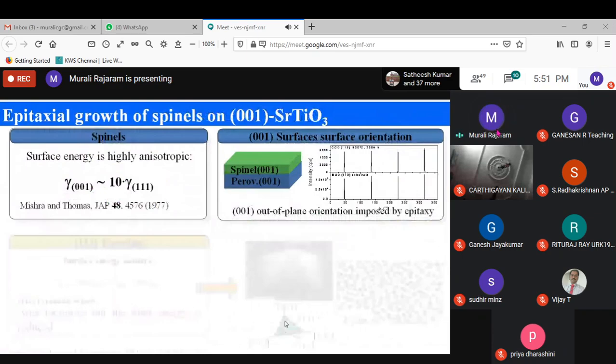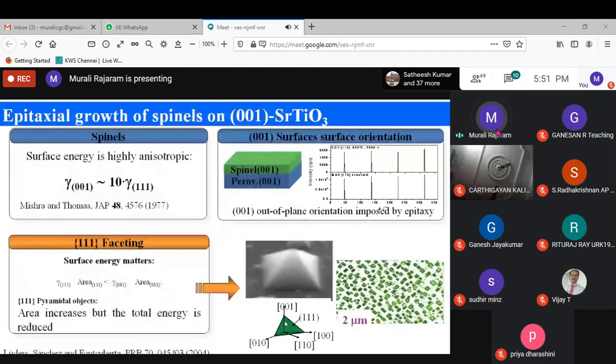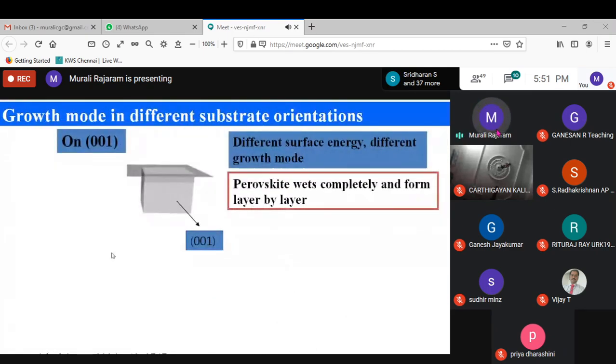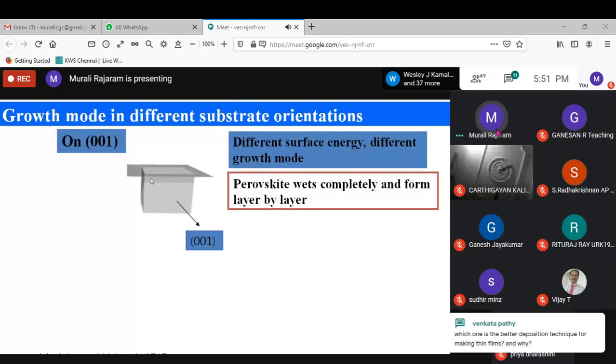I'll just skip this slide. So this is a single phase spinel material. It explains why the spinels are growing as pyramids. On a 001 substrate, the surface energy parameter affects the growth. So it is layer-by-layer growth, because on a 001 substrate the perovskite wets completely.